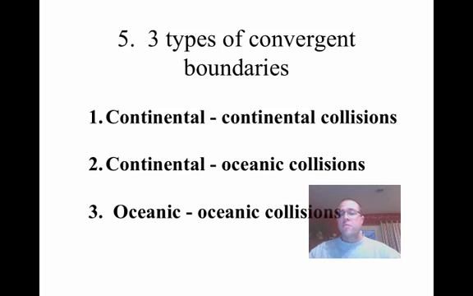So, 3 types of convergent boundaries. We have 3 types of boundaries: convergent, divergent, transform. But we also have 3 types of convergent boundaries. We have continental to continental collisions, which form large mountain chains, kind of like the Himalayas. We can have continental to oceanic collisions, and this is where subduction occurs. We get very intense earthquakes because of this, but we also get volcanic mountains. Then we get oceanic to oceanic collisions, and this is where we get island arcs, and again, volcanism, hotspots.